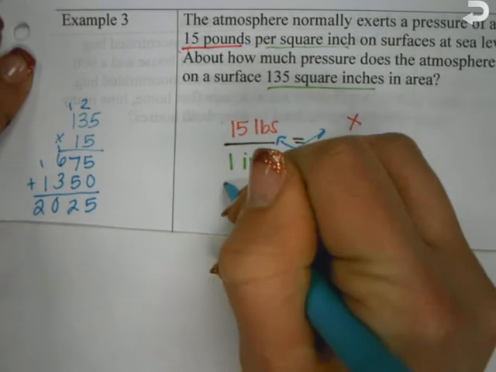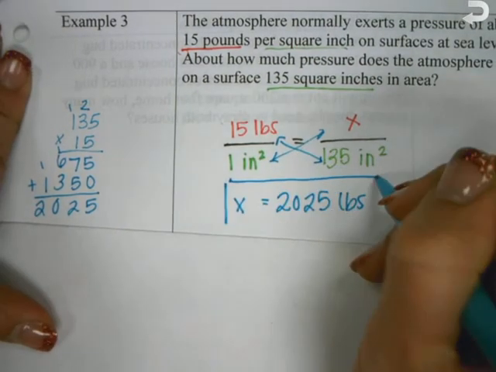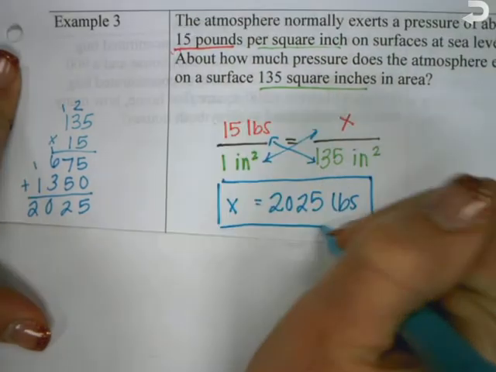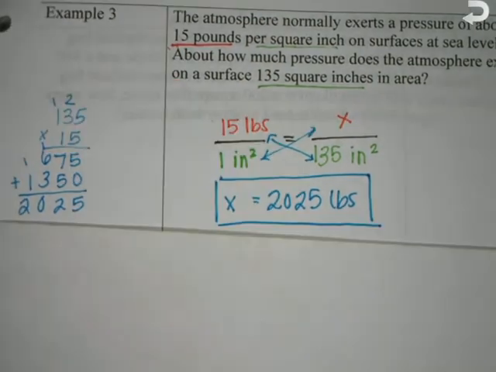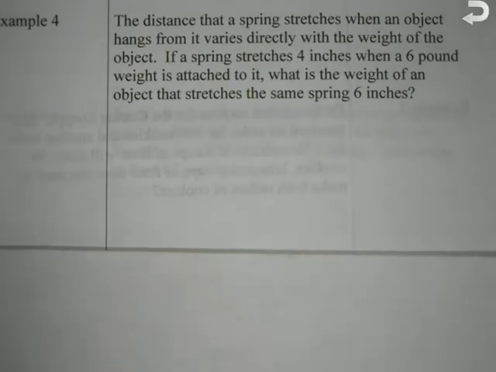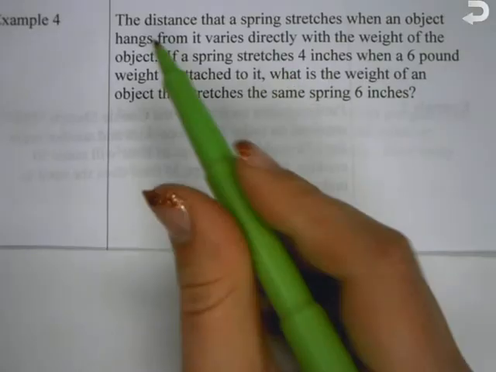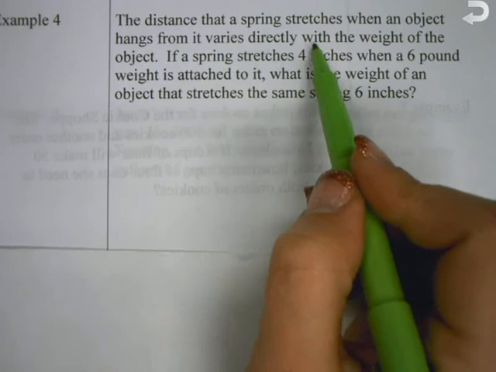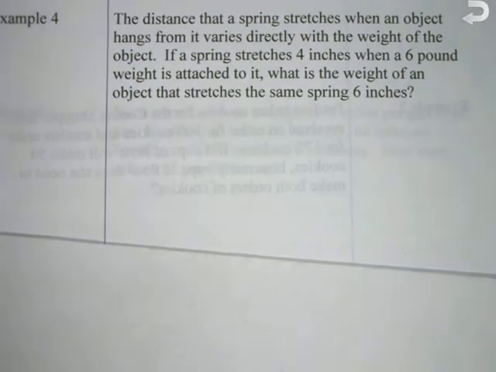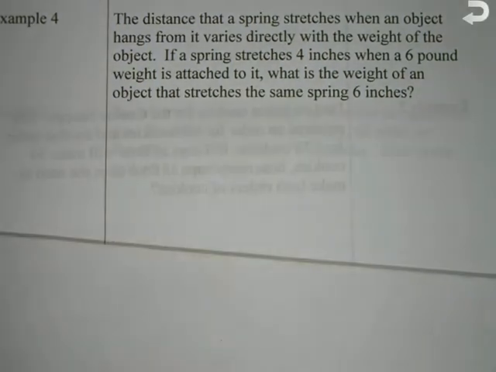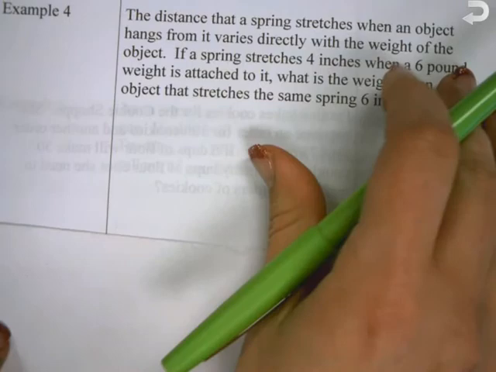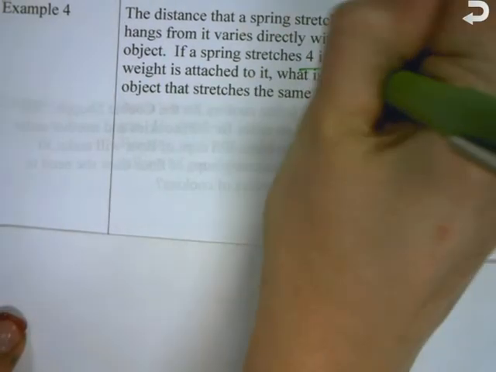Okay, the distance that a spring stretches when an object hangs from it varies directly with the weight of the object. So however heavy the object is, that's how much the spring stretches. If the spring stretches 4 inches when a 6-pound weight is attached to it, what is the weight of an object that stretches the spring 6 inches? Will you set up the proportion, please?